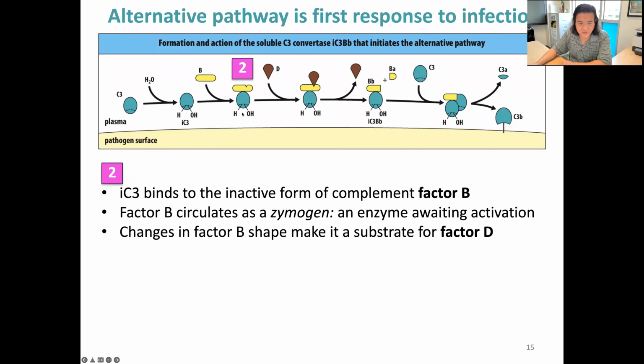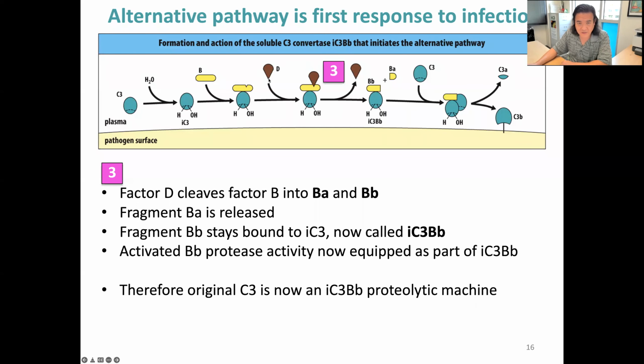Step 2 is that this iC3 binds a different complement protein, complement factor B. That's this yellow thing over here. Factor B acts as a zymogen, which basically means it's an enzyme that's going to carry out some function, but in its current shape or form, it's inactive. But you'll notice that by binding to the complement C3 over here, the factor B changes its shape a little bit, and you get this little groove. This little groove is where the next complement protein, factor D, comes in and binds.